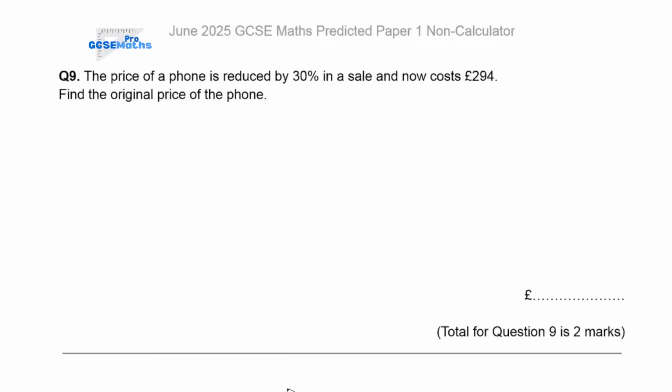Question 9, obviously we want to know how to do percentages without a calculator, but more specifically what I'd call reverse percentages. So the price of a phone is reduced by 30% in the sale and now costs £294. Find the original price. So the way that I think about it, obviously I would do this differently if it was calculator, but given that it's non-calculator, this is how I'd do it. £294 is the equivalent of actually 70% of the original, isn't it?